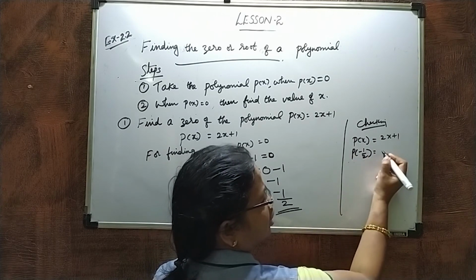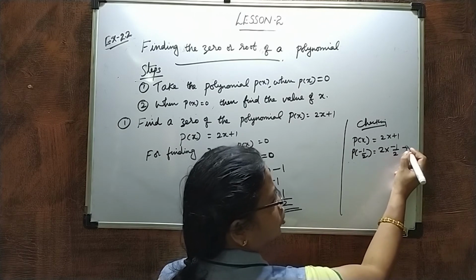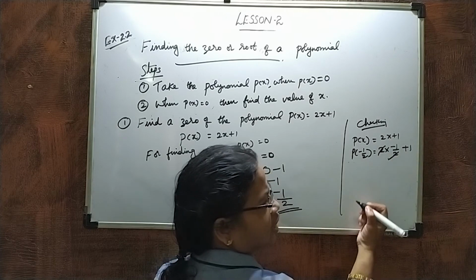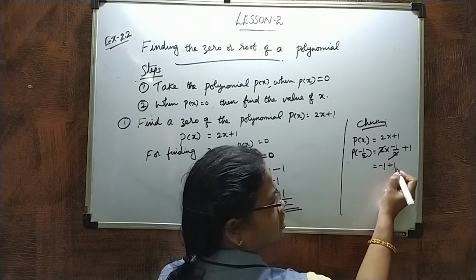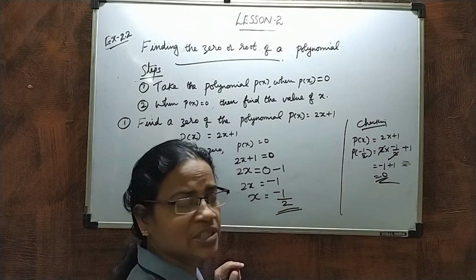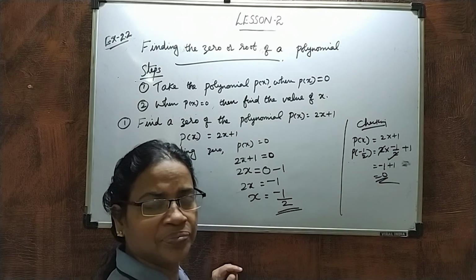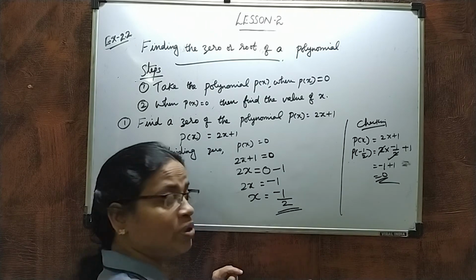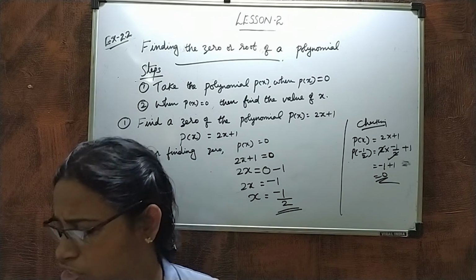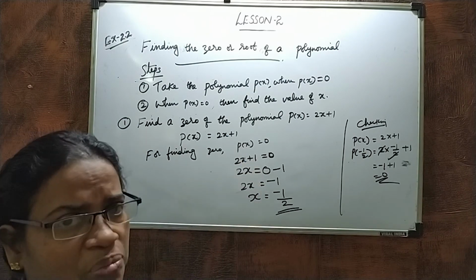P of negative 1 by 2 is equal to 2 into, instead of x, negative 1 by 2, plus 1. 2 and 2 cancelled. Negative 1 plus 1, what happens? It will be equal to 0. That means negative 1 by 2 is a 0 of this polynomial. Clear? If you have doubt, you can check it. Otherwise, don't waste your time. If this one is correct, your answer will be correct.